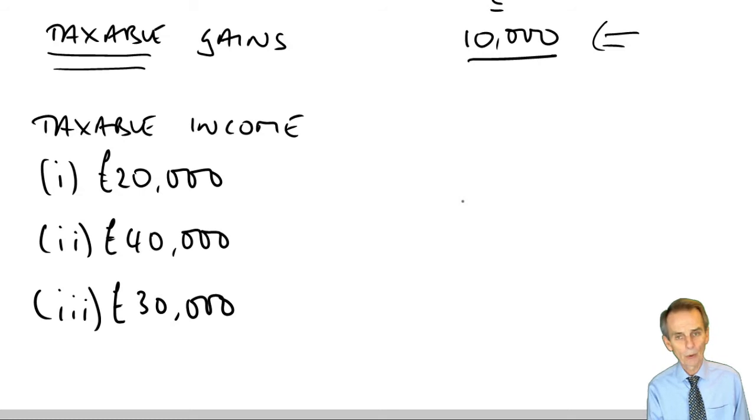Okay, so pause at this point and have what should only be a couple of minutes, if that, that you need to do your calculations of the CGT liability.